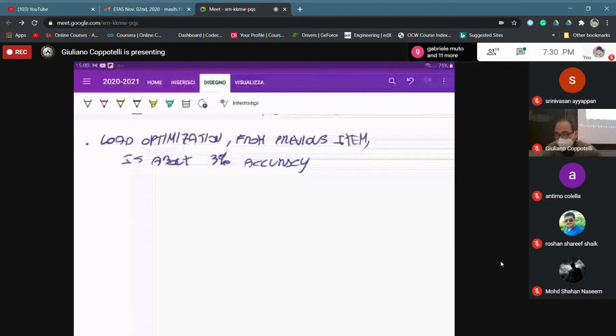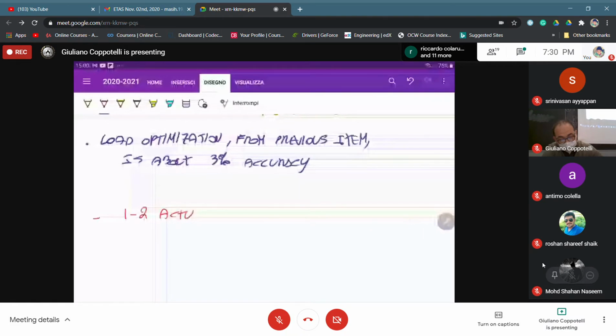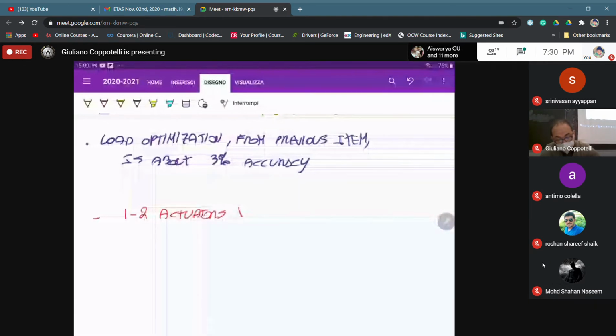And just to give you an idea, for a whole aircraft, there are not that large number of sensors and transducers and actuators required, but they must be very precise. So for example, for a very large aircraft, we are having 1 or 2 actuators for each loading section.